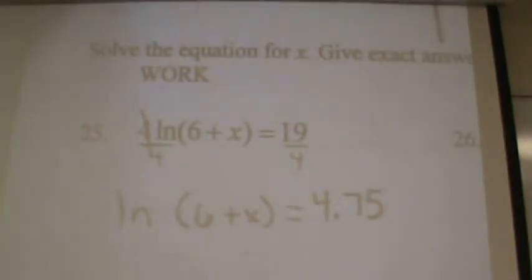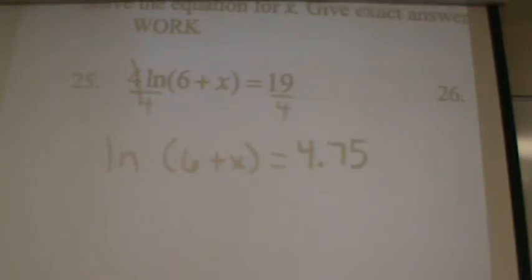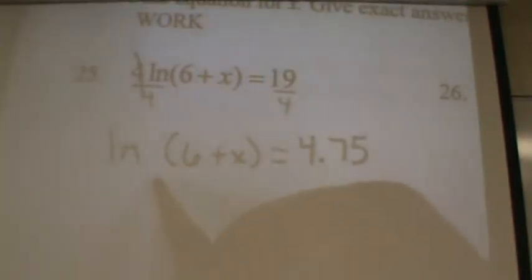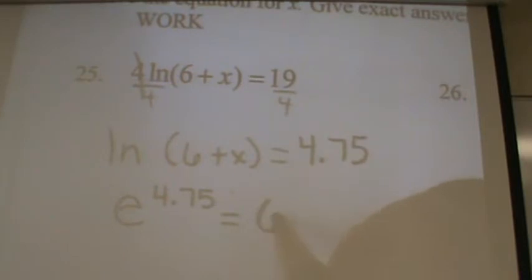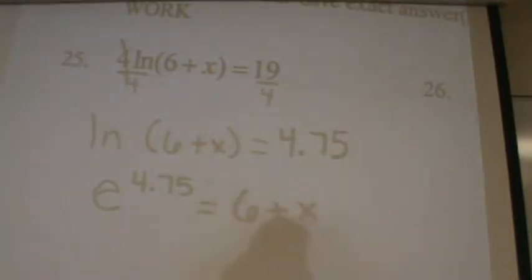Then how would you find this answer? Rewrite it. What's the base here? e to the 4.75, this is a calculator problem, equals 6 plus x. Figure that out and then subtract 6.